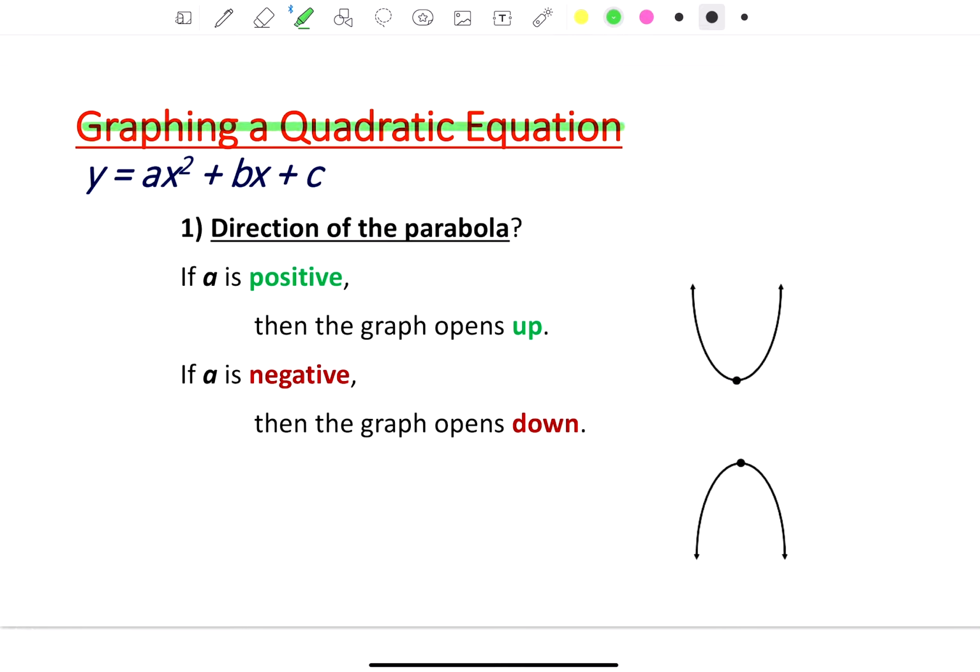Graphing a quadratic function. So graphing the function given in the form y equals ax squared plus bx plus c. First, we want to see direction of the parabola. If a, the coefficient of x squared, is positive, parabola opens up. If a is negative, parabola opens down.